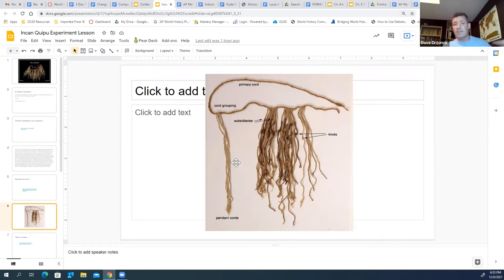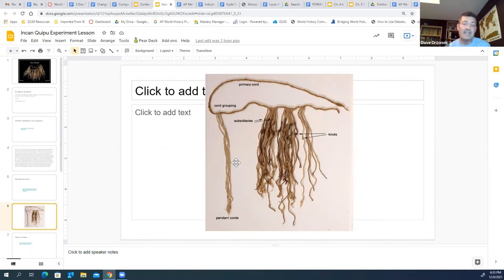So he got a whole bunch of professors together and he sat them in a room and he said, okay, how would you use colored knots or colored string to convey thoughts and messages? We know they're used for the census. The Incans didn't have a written language. They made use of these tied knots, but we can't read them today. So how do we read them? Let's hypothesize.